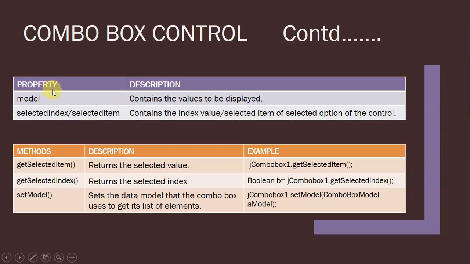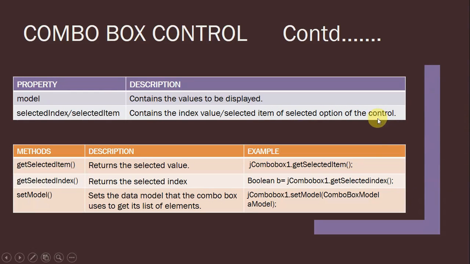Now let us see a few important properties and methods of the combo box. The first property is again the model property, which we used in the list control also. It contains the values to be displayed. So whatever values we need to display in the combo box will be set using the model property of the combo box. Then the next are selectedIndex and selectedItem. These are two properties, where selectedIndex contains the index value and selectedItem contains the selected item of the selected option of the control.